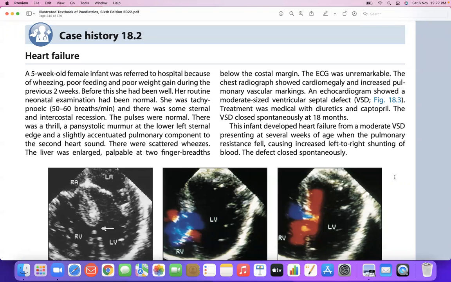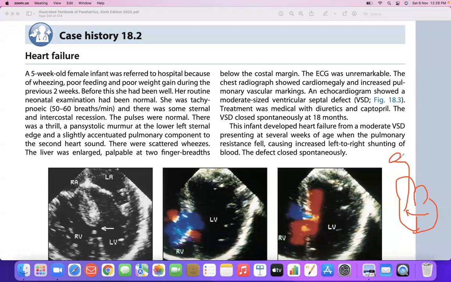And also due to the increased flow, what happens here is, if this is the VSD and this is the left to right shunt, there will be increased flow here to the pulmonary artery. So due to this increased flow to the pulmonary artery, you can hear the second heart sound with a slightly accentuated pulmonary component, and also they will have pulmonary edema and hepatomegaly.